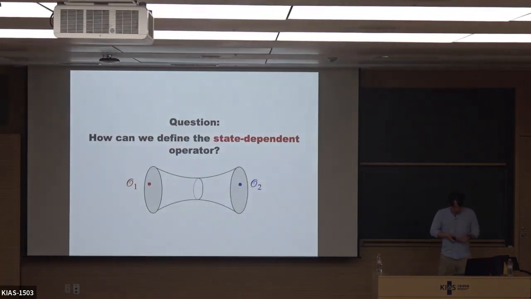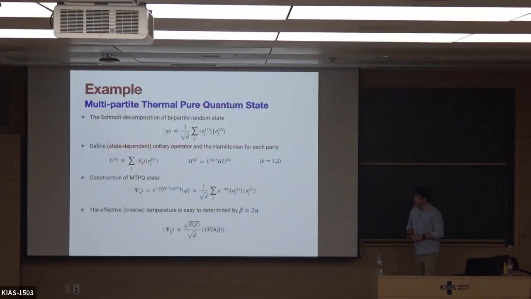So we ask, how can we define the state-dependent operators O1 and O2? I will give you a simple example. Later I have some slides for the multi-boundary case, but I always have difficulty explaining it, because I realize that people easily decouple when I explain that one. But if you wonder about the procedure, please let me know.